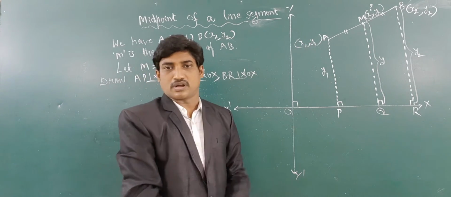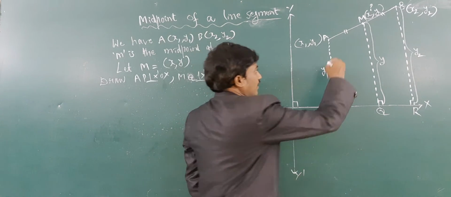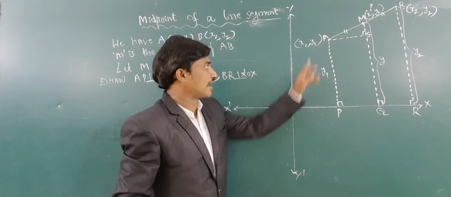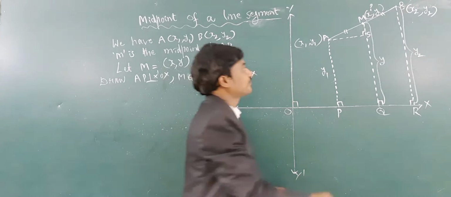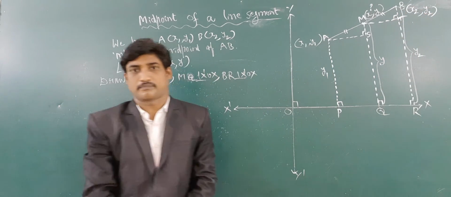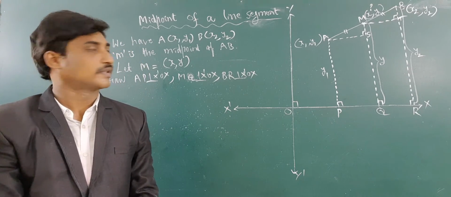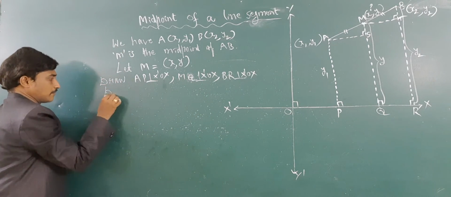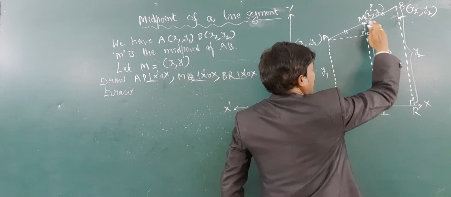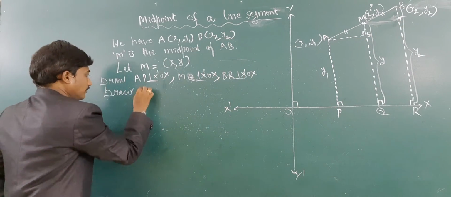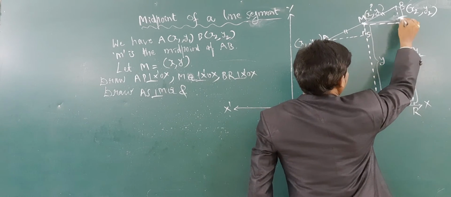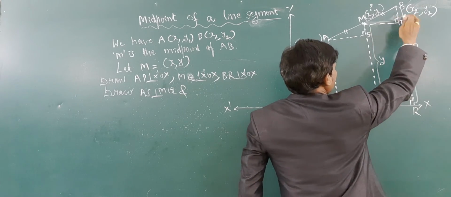Now let us do one more construction. Draw AS perpendicular to MQ and MT perpendicular to BR.